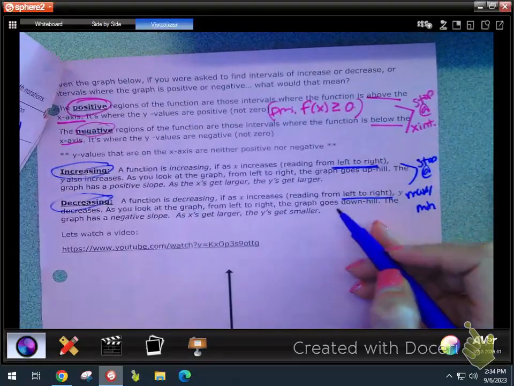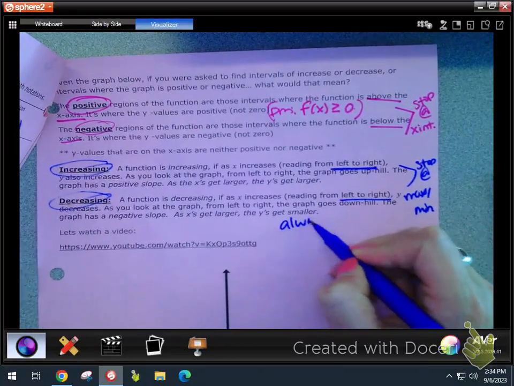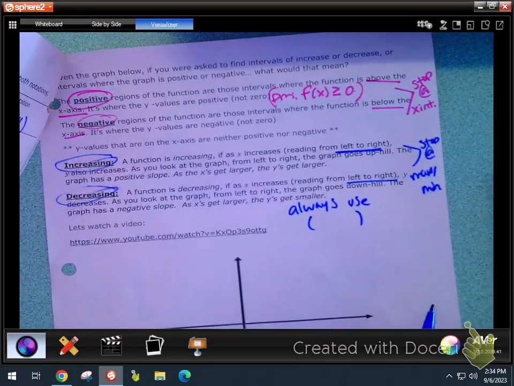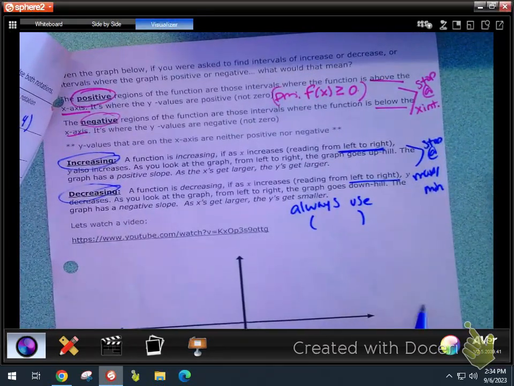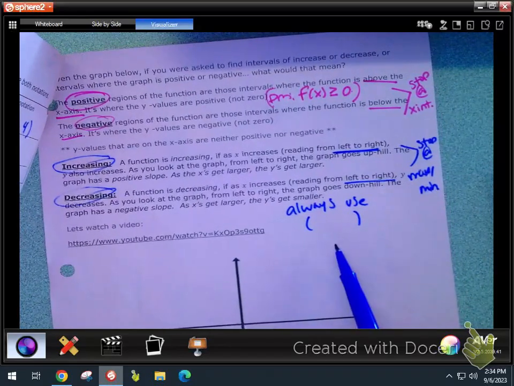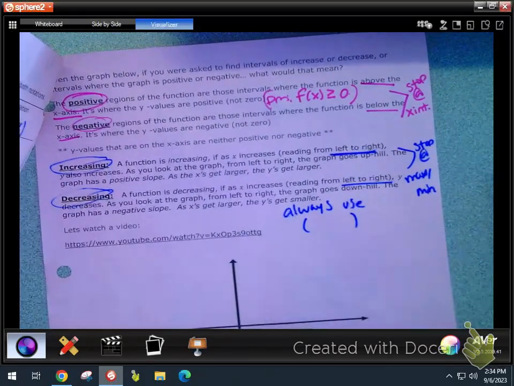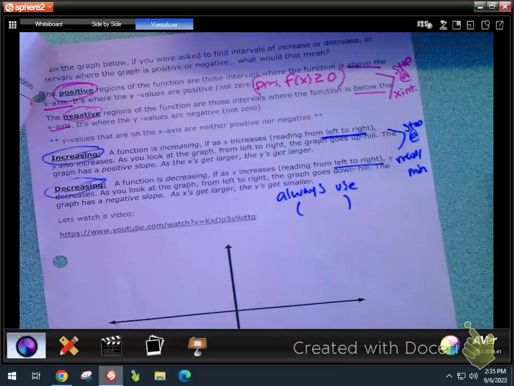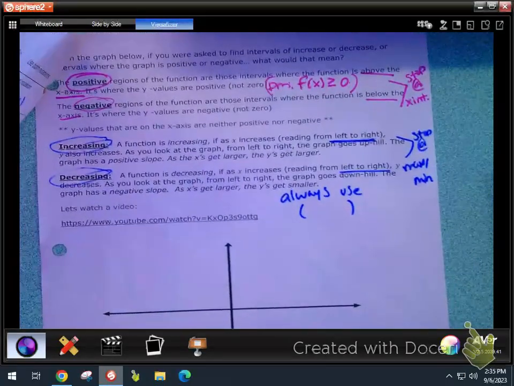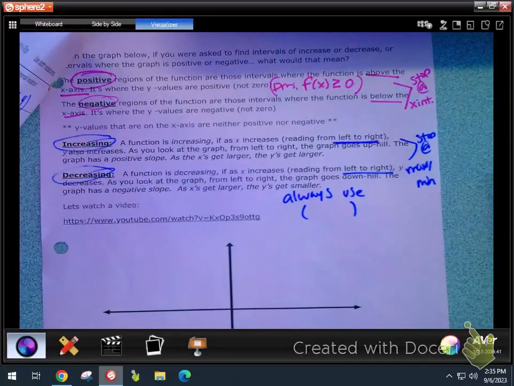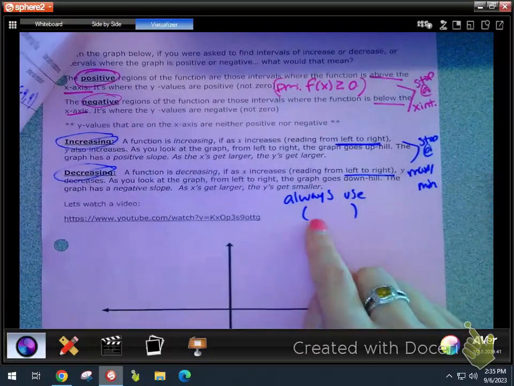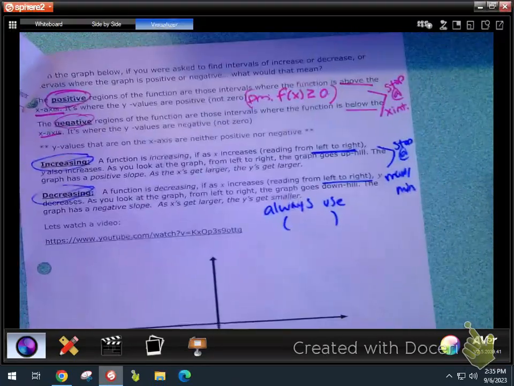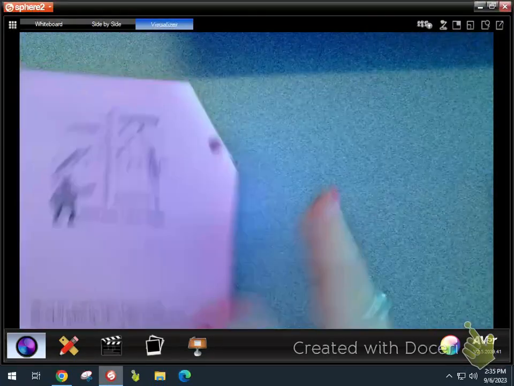With increase and decrease, always use parentheses. And honestly, you can probably say the same for positive and negative, unless you're in Delta Math. The reason is that when you have that concavity change, when you switch from increase to decrease, at that exact point the function's not doing both. So we won't use square brackets when we do these intervals. Just make that easy for you. You're just going to use parentheses with that.